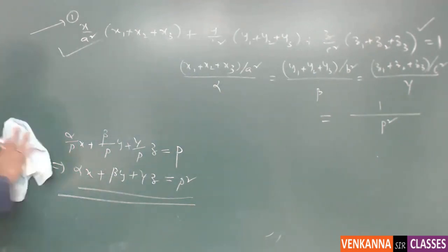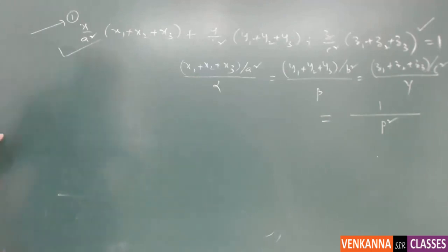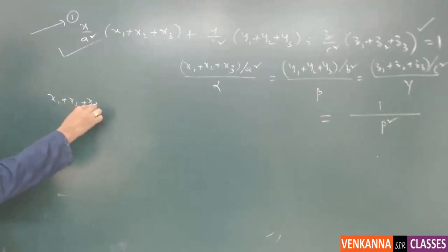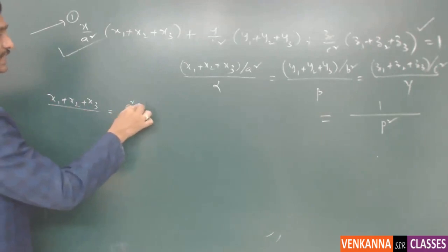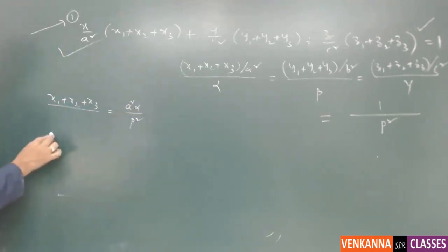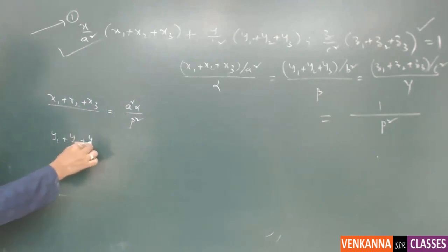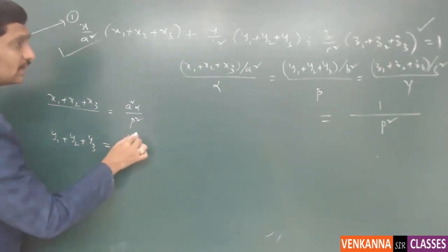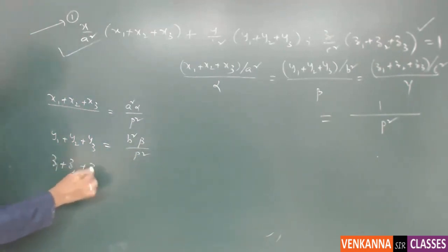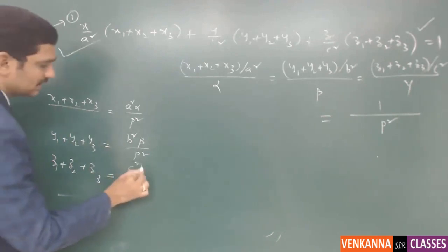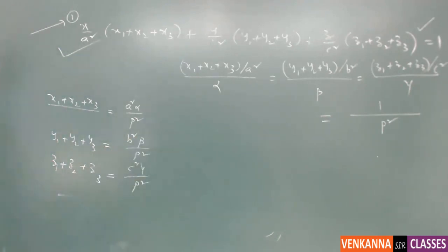So how I am going to get that? From the first part, you can say x1 plus x2 plus x3 is equal to a square alpha by p square. y1 plus y2 plus y3 is equal to b square beta by p square. z1 plus z2 plus z3 is equal to c square gamma by p square. This is the thing I got actually. Again, I want to simplify that. How can I simplify that?